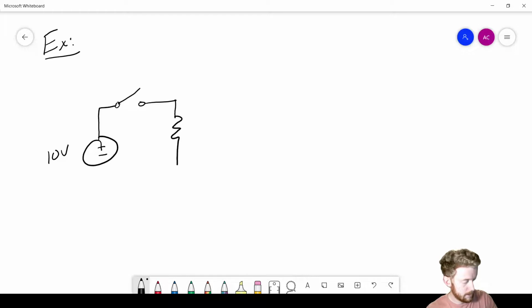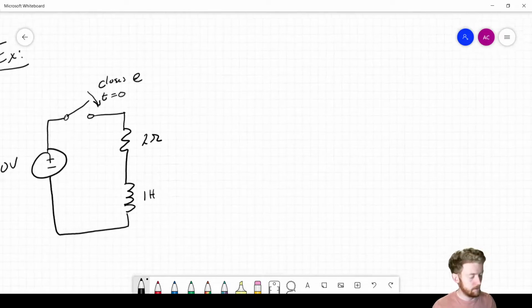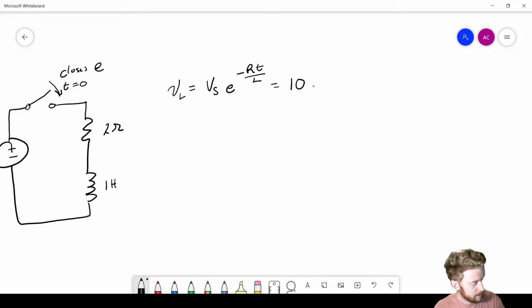Okay, so once again we have a resistance and inductance and that source. This switch closes at t equals 0. This resistance is 2 ohms and this inductance is 1 Henry. All right, so now we can just use the equations that we derived above. We can say the voltage across this inductor is equal to Vs times e to the negative Rt over L. And if we substitute in our values, what we'll get is 10 e to the negative 2t. This is going to be our voltage across the inductor for time t greater than or equal to 0.